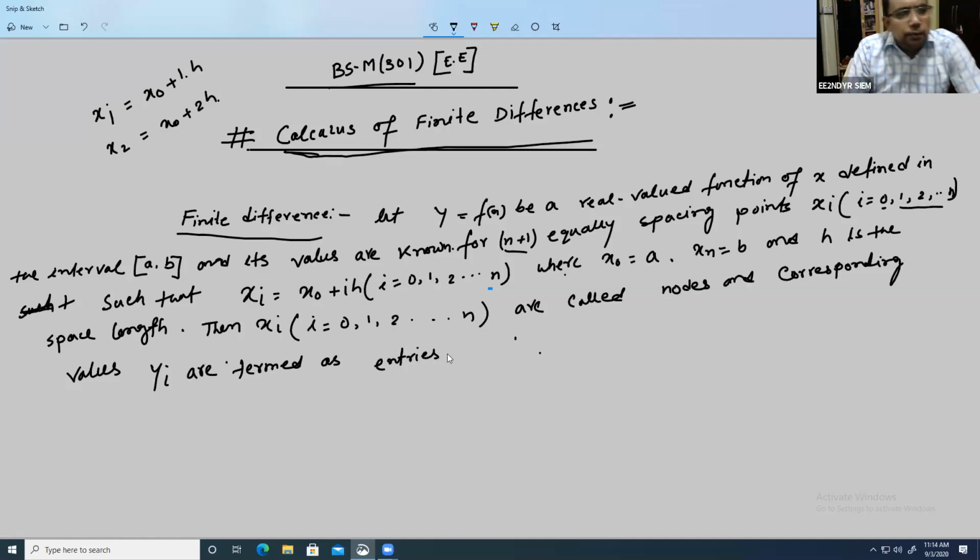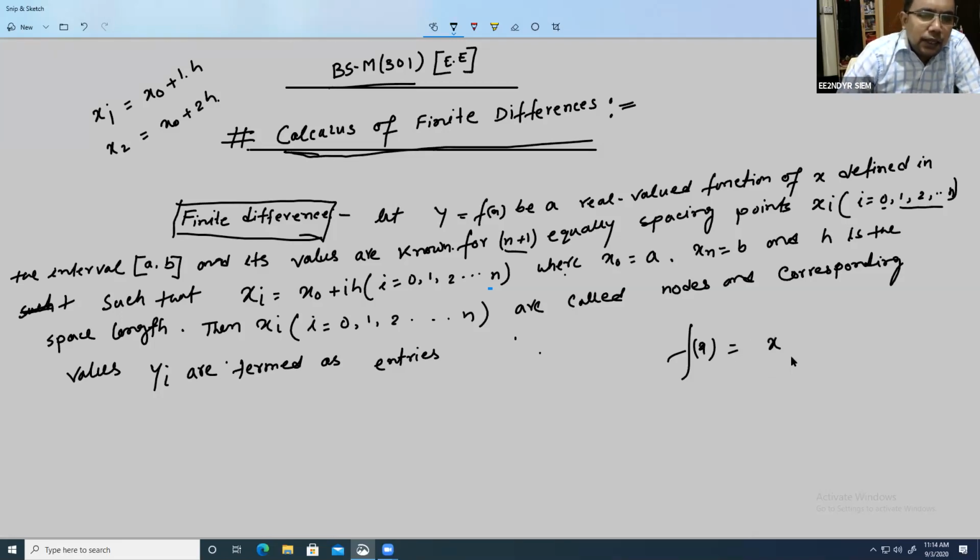Now look at this, we'll make this conception. What is finite difference? Because this is the most important part of numerical analysis. So forget all this definition and think this way. Suppose a function, consider a function, say f of x equals to, very simple function, say x. This function is defined in the interval, say this is your 0, say this is your 5, 0 to 5.